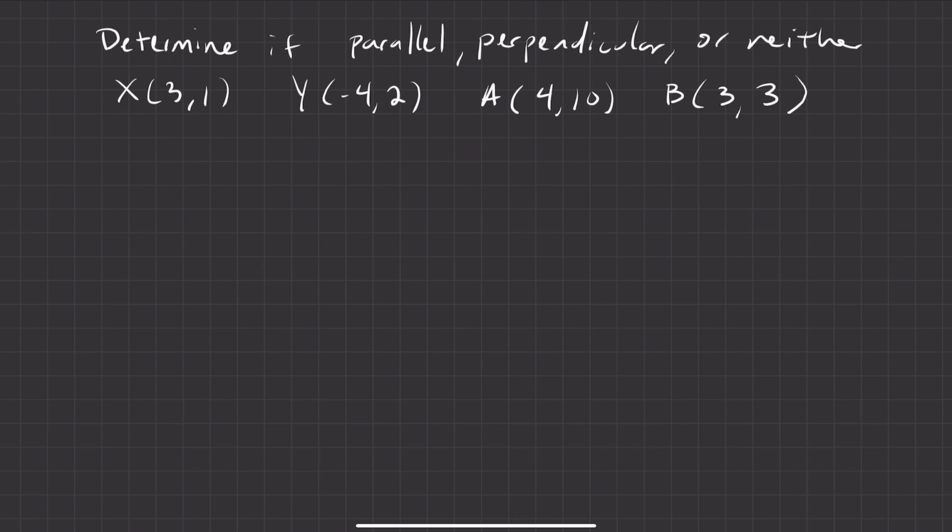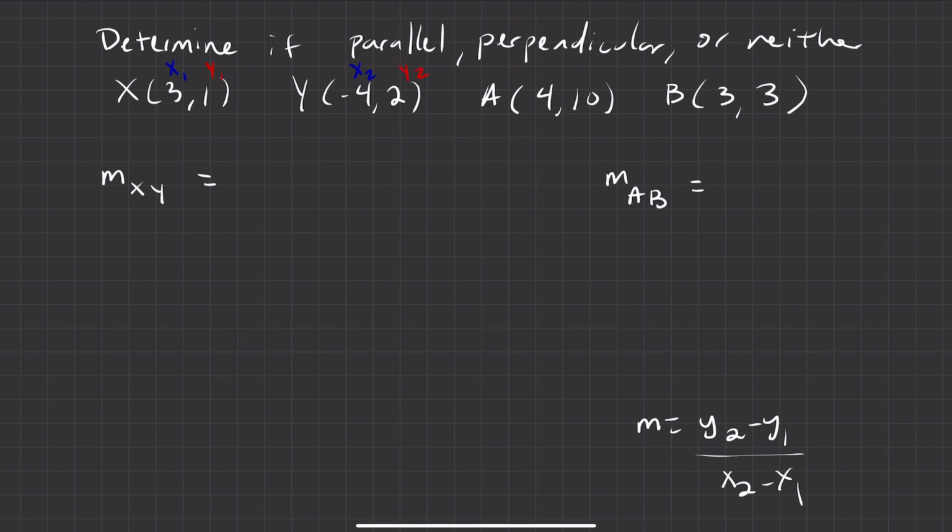Your goal here is to find the slope of XY, and then to find the slope of AB. Remember the slope formula: m equals y2 minus y1 over x2 minus x1. So let's look at X and Y. What's the slope using these two points? The first thing I would like you to do is label: x1, x2, and then y1, y2.